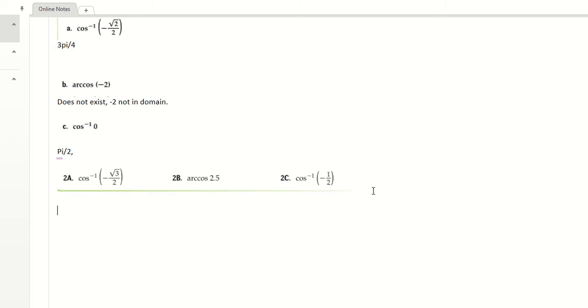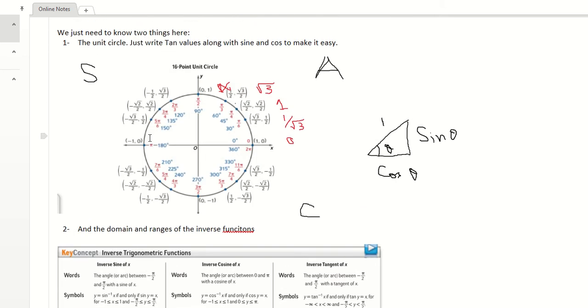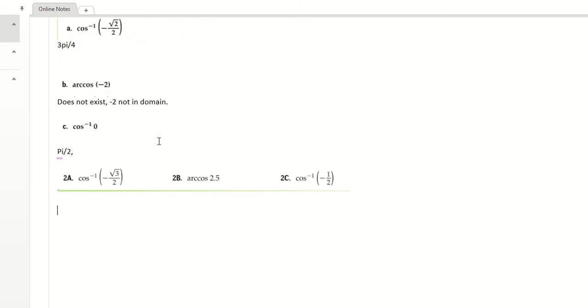Cosine inverse of minus root 3 by 2. This one was a bigger angle, right? A bigger value, so it's gonna be a smaller angle from this line, and a bigger angle from this line, which is gonna be 150 degrees or 5 pi by 6.